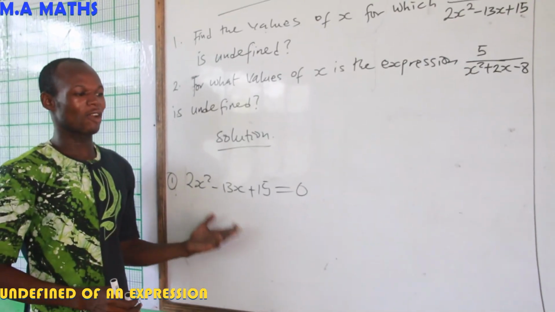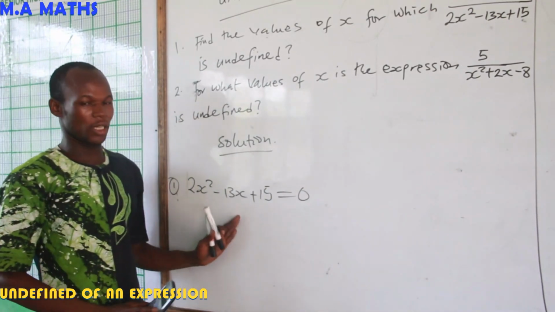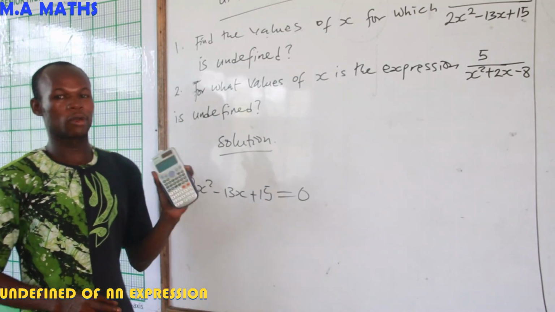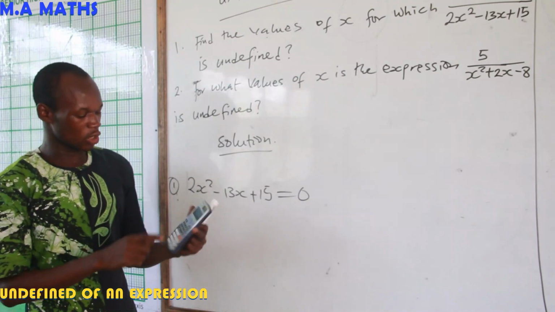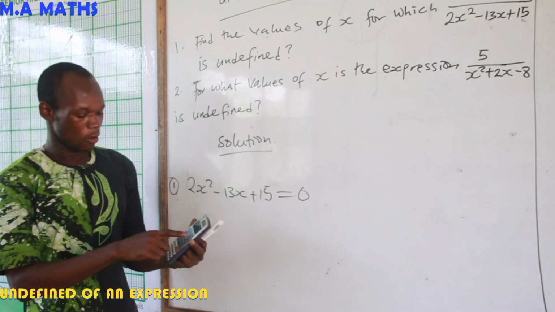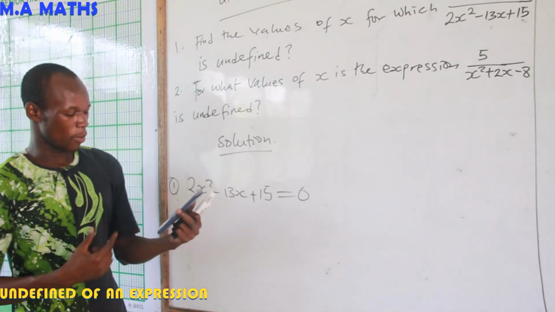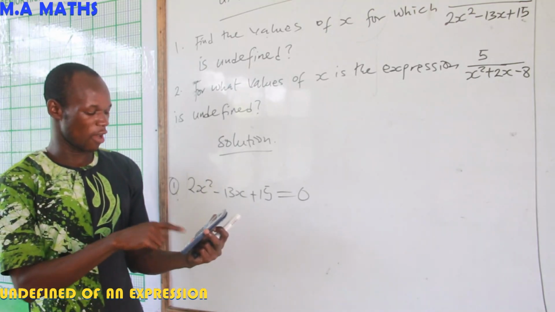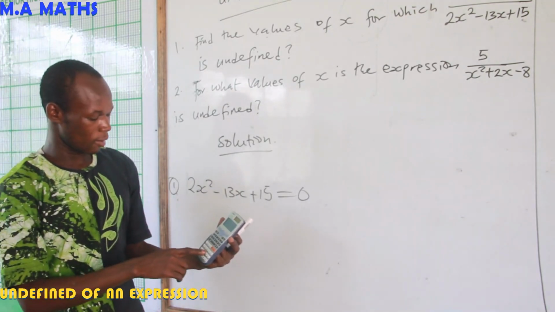This is quadratic factorization. There are two ways to factorize this expression. One, you can use your calculator. We have the scientific calculator, and using this calculator, let me take you through the steps. On your calculator, press mode. When you press mode, go to number 5, which is equation. Select number 5, and then go and select number 3.